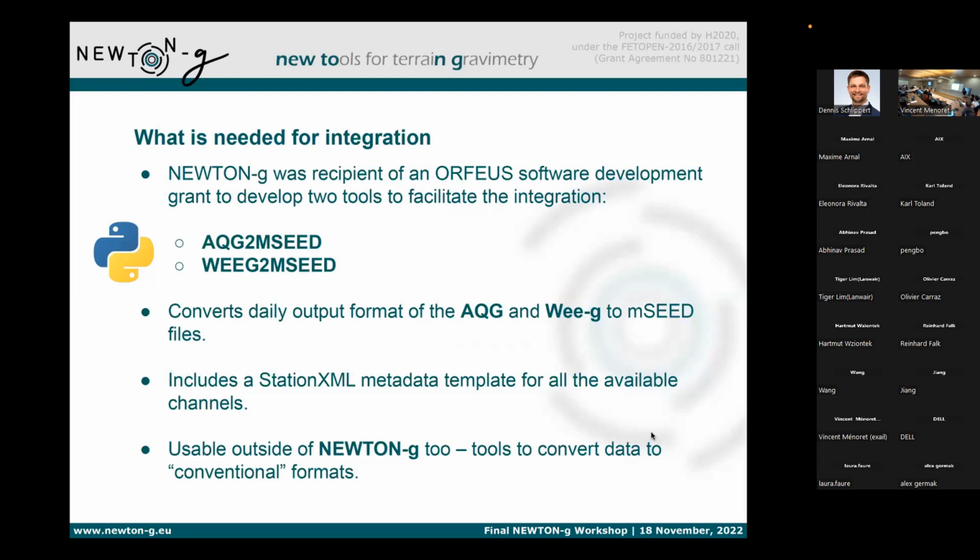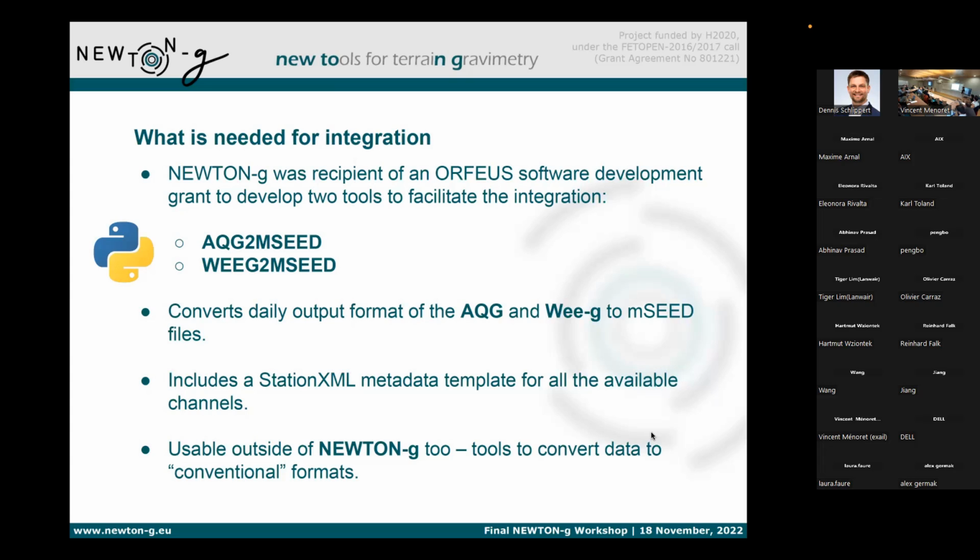And so what was needed for this integration? Some software to take the output from the AQG and the iGrav and put it into the miniSEED format. And ORFEUS gave us a software development grant, which is great, so we could do that work. We made 2 tools, AQG to miniSEED and iGrav to miniSEED. It's quite simple. It converts the AQG and iGrav outputs to miniSEED files. It sounds kind of trivial, but there are some complications with that, but we've managed to do that.